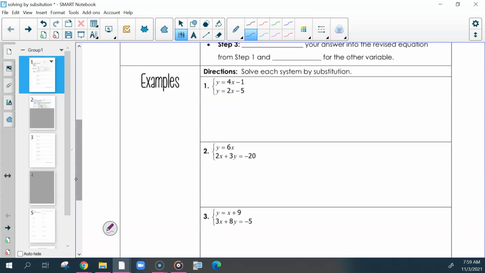Number one has two equations that are both solved for y. So we don't have to solve for y because it's already there. But because these are both y equals, we're going to substitute them into each other. Because this is y equals and this is also y equals, I can say that these are equal to each other. They both equal the same variable. So I can set them equal to one another. It does not matter which part you put on which side, as long as they're equal to one another.